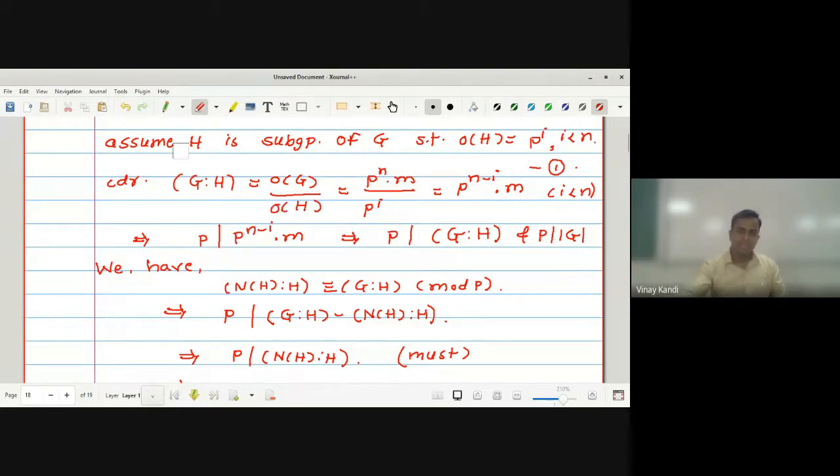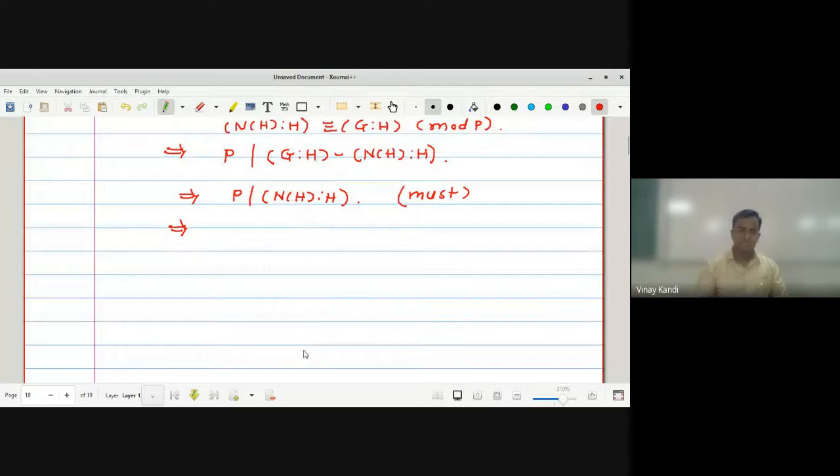याच्यामध्ये फॅक्टर आहे ना, पीचा फॅक्टर, संपला विषय. So P must divide this one. Okay, any doubt up to here? No, sir. P must divide the index of H in NH. So hence we have P divides order of NH upon order of H. Okay.